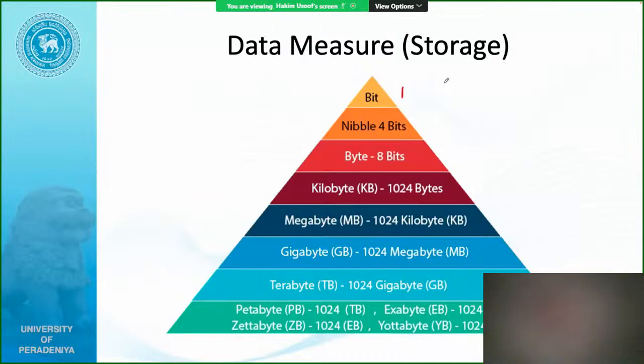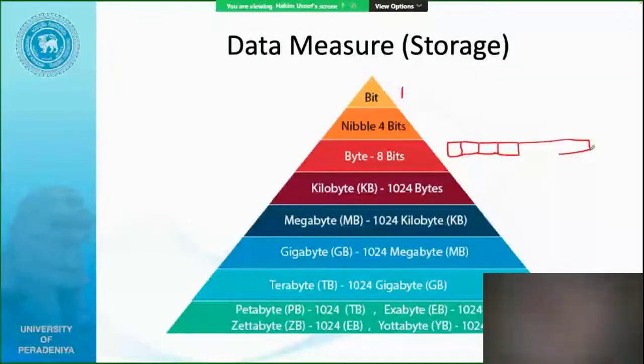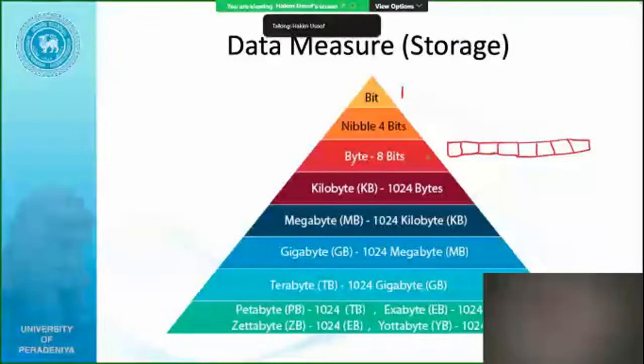So what happens is that if you ignore the nibble, because we typically rarely use nibble, and you take 8 of these bits, this bit you can store a 1 or a 0. You take another one like that, now you can store 2 ones or zeros. Now you can store 3 like that. If you take a total of 8 bits, that's called a byte.